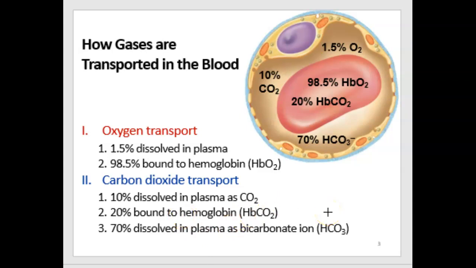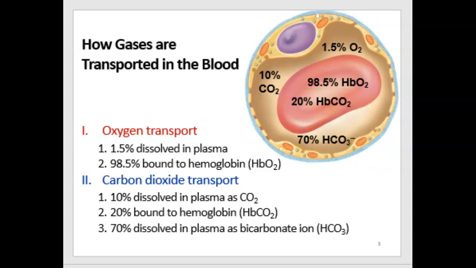Carbon dioxide is transported in three different ways. Some of it is dissolved in the plasma, even though it's not very soluble. That's only 10%. 20% of it makes its way into the red blood cell and binds to hemoglobin. But the majority of it travels in the plasma in an altered, more soluble form, and that's bicarbonate ions.